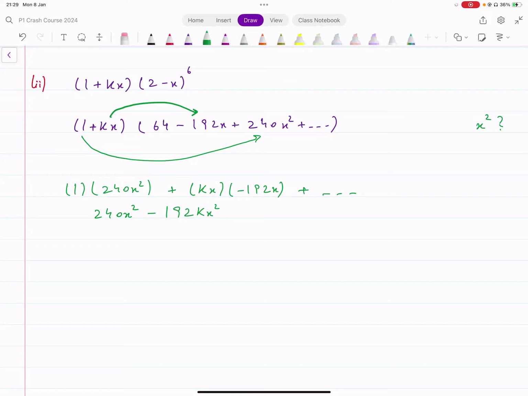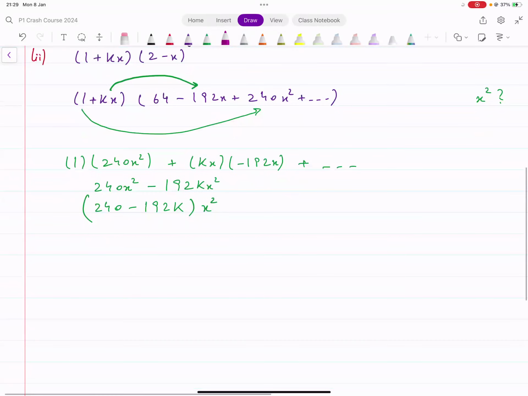What's the coefficient of x squared? If we take x squared common here, that's (240 minus 192k) times x squared. If you want no term in x squared, the coefficient of x squared should be equal to 0. So we say this thing has to be equal to 0.